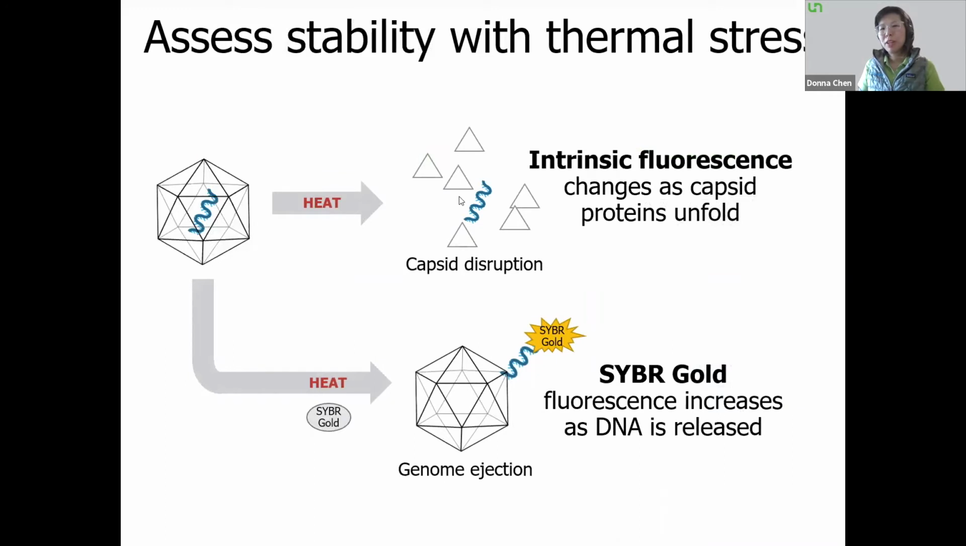Typically, when we assess biologic stability, we do thermal stressing on the sample. So UNCLE has thermal ramping capability together with fluorescence detection that can give you unfolding information by capturing the intrinsic fluorescence change throughout thermal ramping. So you can watch the protein unfold. And if you add DNA binding dyes such as SYBR Gold, you can detect the SYBR Gold signal increase as the DNA is released from the capsid disruption.